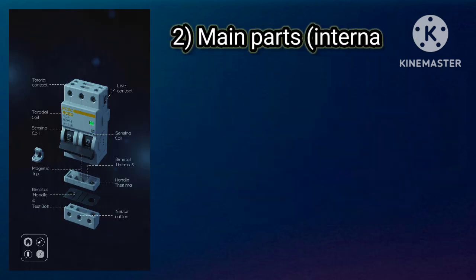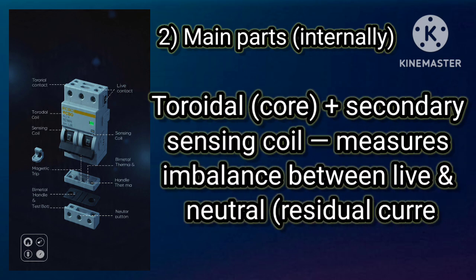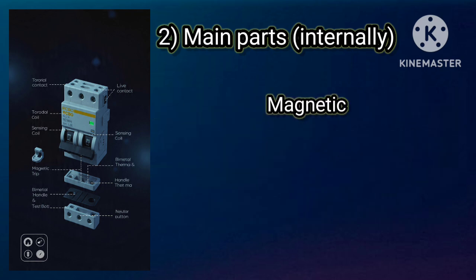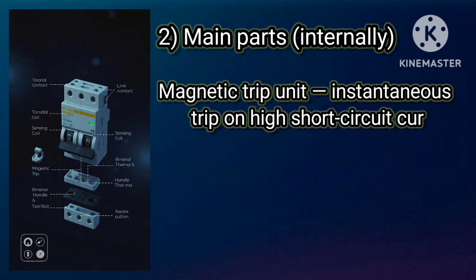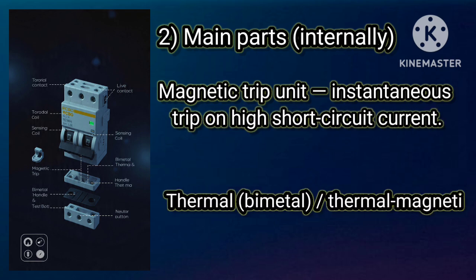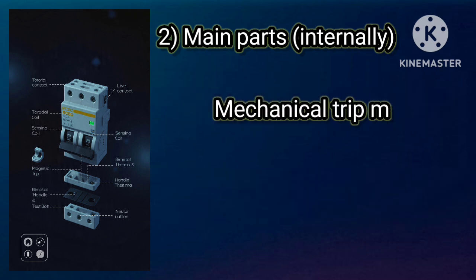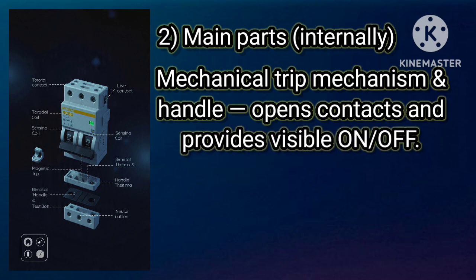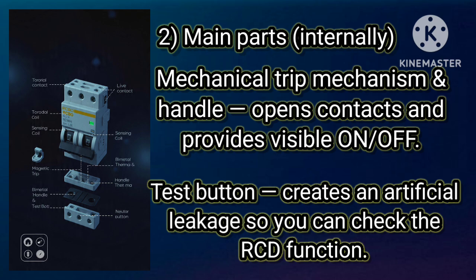Two main parts, internally. A toroidal core plus secondary sensing coil measures the imbalance between live and neutral, the residual current. Magnetic trip unit: instantaneous trip on high short circuit current. Thermal bimetal, thermal-magnetic element: trips on prolonged overload. Mechanical trip mechanism and handle: opens contacts and provides visible on-off. Test button: creates an artificial leakage so you can check the RCD function.